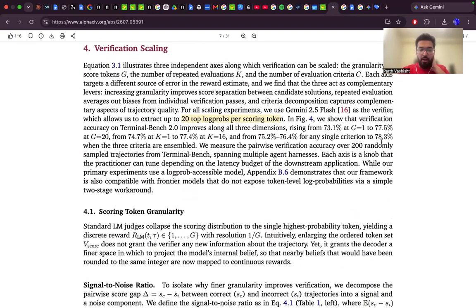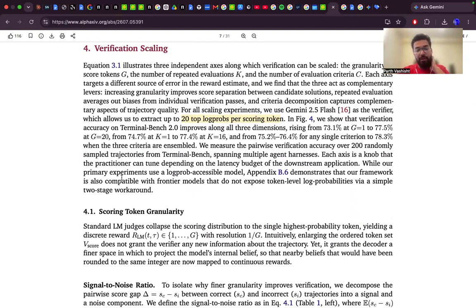Yeah. We measure pairwise verification accuracy over 200 randomly sampled trajectories from terminal bench. Oh, very interesting. Spanning multiple agent harnesses. Each axis is a knob that the practitioner can tune depending on the latency budget of the downstream application.